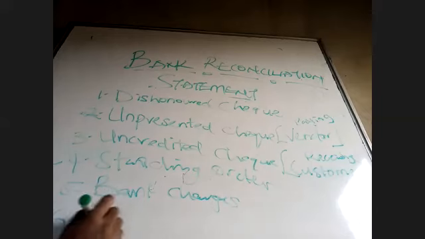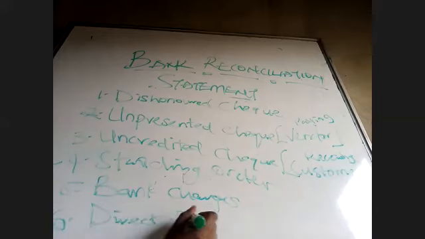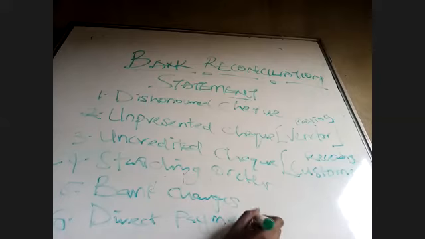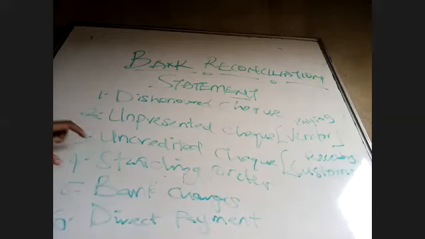Then we have a situation whereby there's something we call direct payment. Direct payment is just like a standing order, but it's not really the standing order, because with this one, the bank just decided to make the payment. It can be from the bank, and it can also be from the business itself, that they just decide to say, let's make this payment directly from our hand.